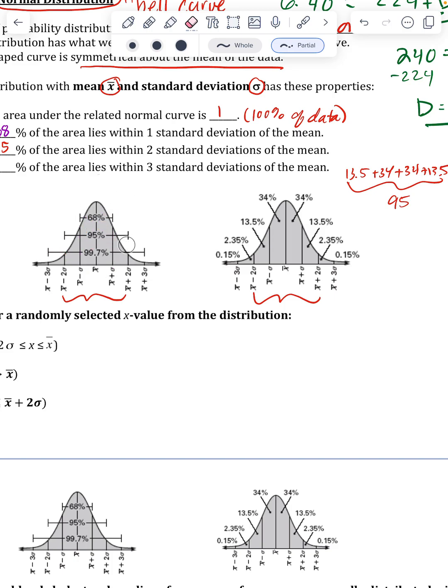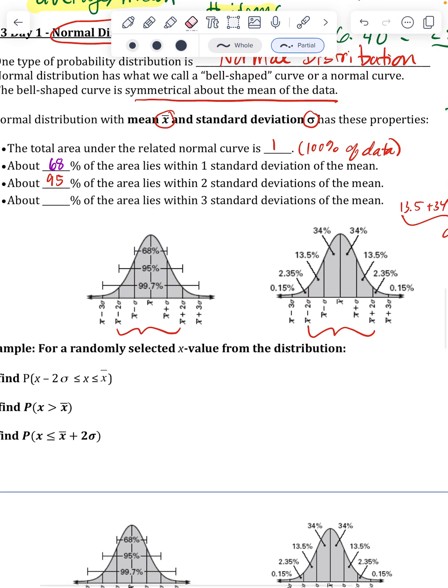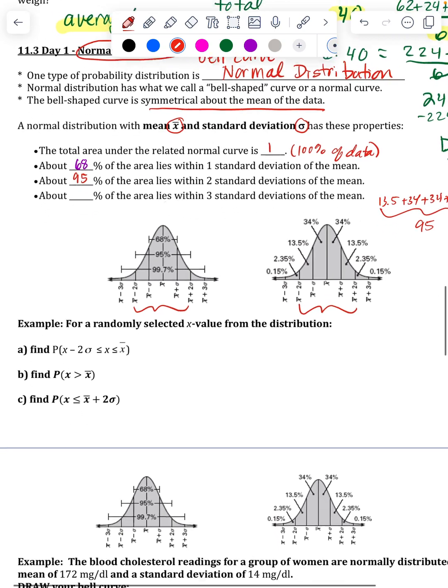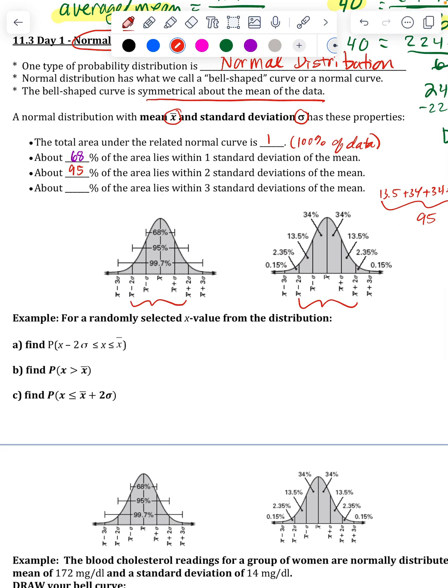Okay, then the last one is saying how much of the data, how much of the area lies within 3 standard deviations. So here you'll see your 3 below, here you see your 3 above. So it's asking how much is in this part. And the answer to that is 99.7.